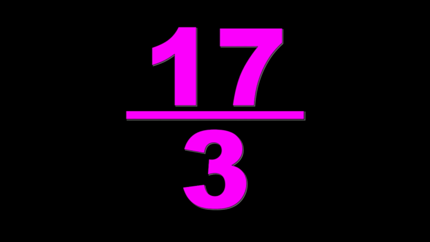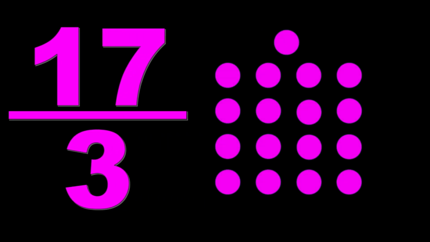17 thirds is an improper fraction because the 17, the numerator, is larger than 3, the denominator. So how do I turn this into a mixed number? Well, let me show you a visual way on how you can think about this without doing the long division that you're probably taught in school.